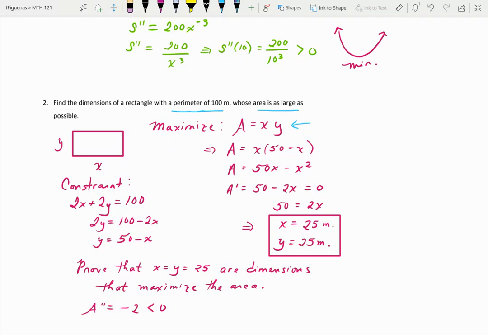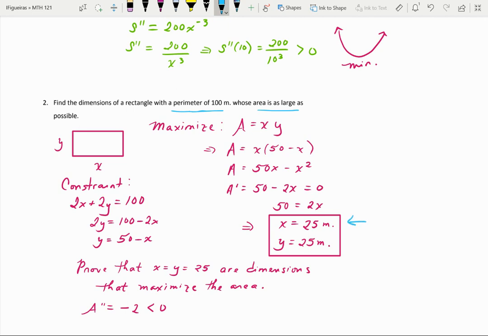So I go back to my constraint and I solve it for y. So you have y is equal to 50 minus x, and that 50 minus x gets substituted right in here. So I'm left with A is equal to x times 50 minus x. Before we take the derivative, it would make it easier if you were to distribute first. So I get my area is equal to 50x minus x squared. So now I take the derivative. So I get 50 minus 2x equals 0.